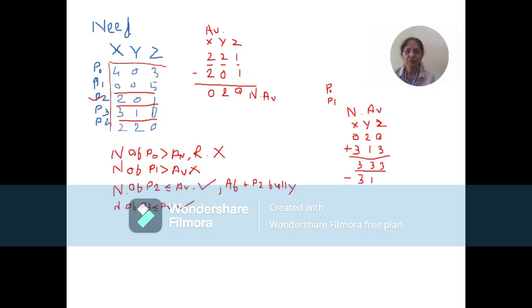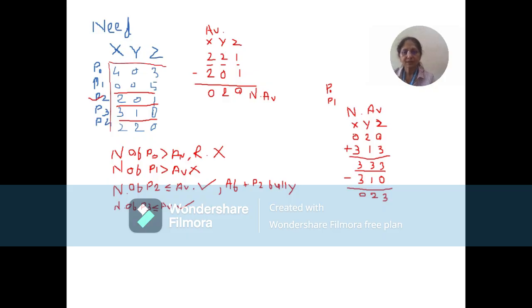310. So what is the new available now? 3 minus 3 is 0. 3 minus 1 is 2. And 3 minus 0 is 3. Fine. Now P3 is also very happy. It has got all the resources that it needed to fully execute. So after some time, P3 will be fully executed. When it is fully executed, what will it do? It will release all the resources given to it by the operating system.